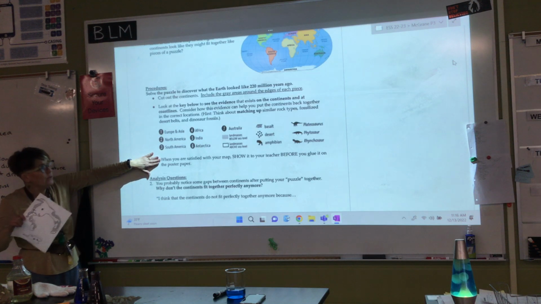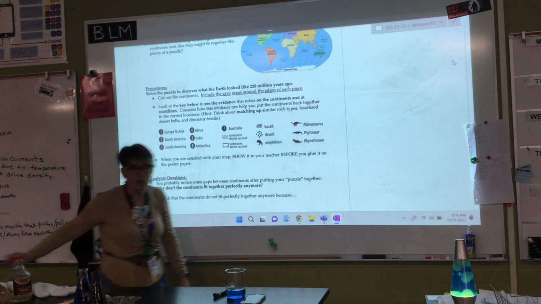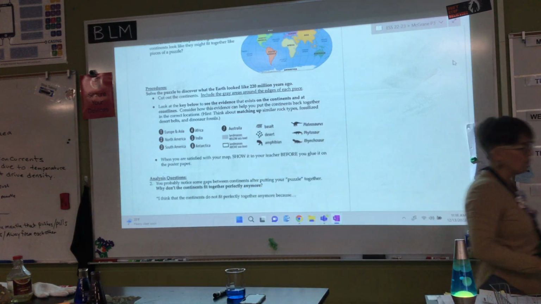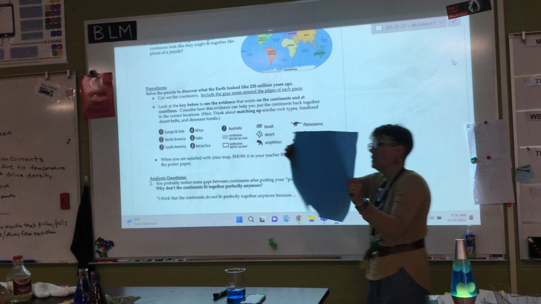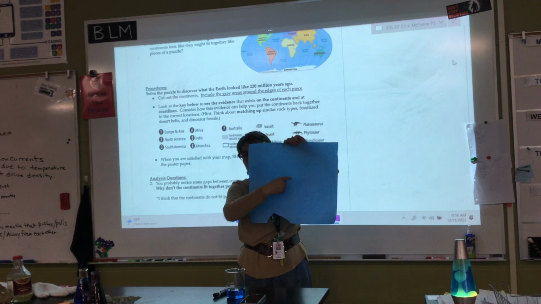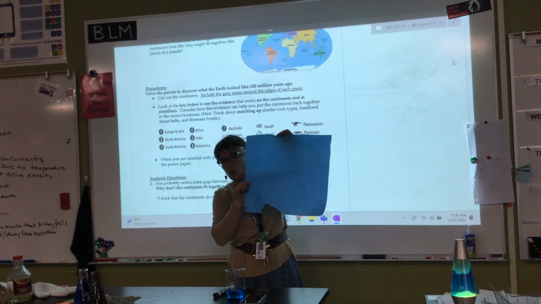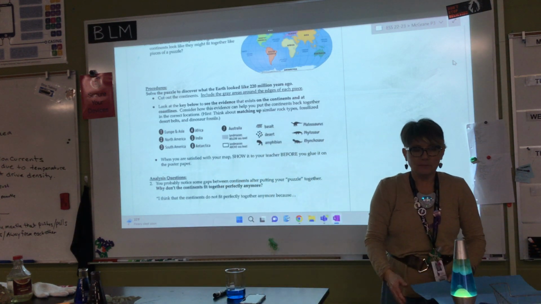When you are satisfied with how you have your map put together, show it to me before you glue it on the poster paper so that I can fix anything that might be wrong. I've given each group a big circle like this on blue paper. Please try to put your puzzle pieces inside. This represents the earth and our ocean, so we're going to do that. Does anybody have any questions?